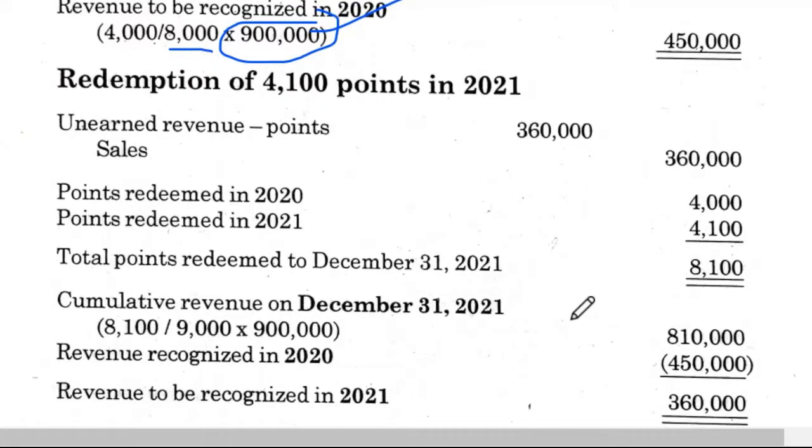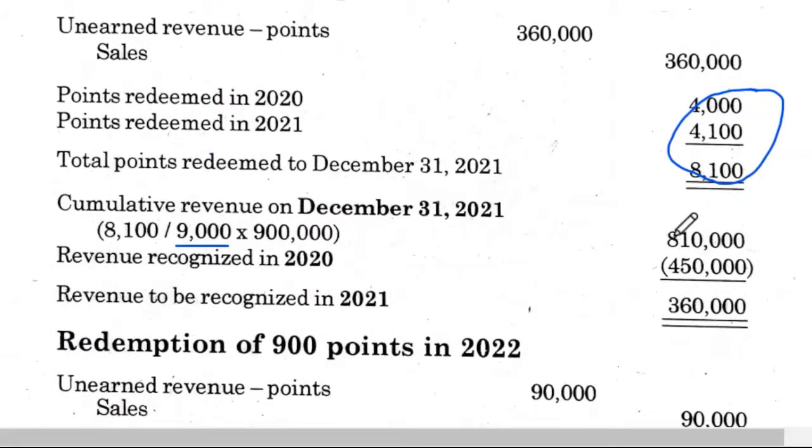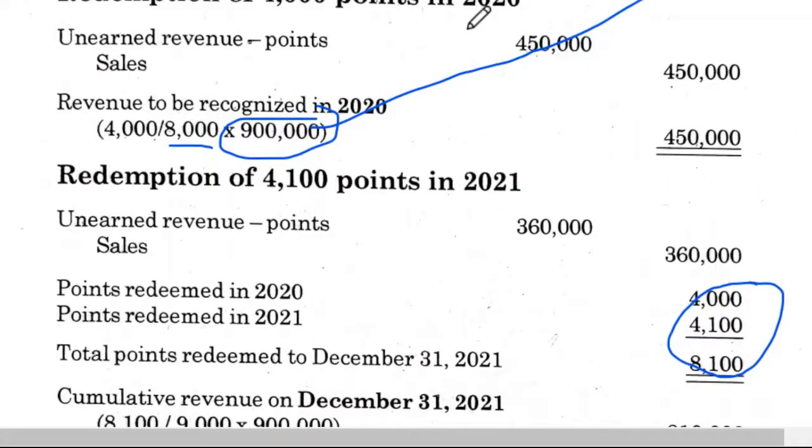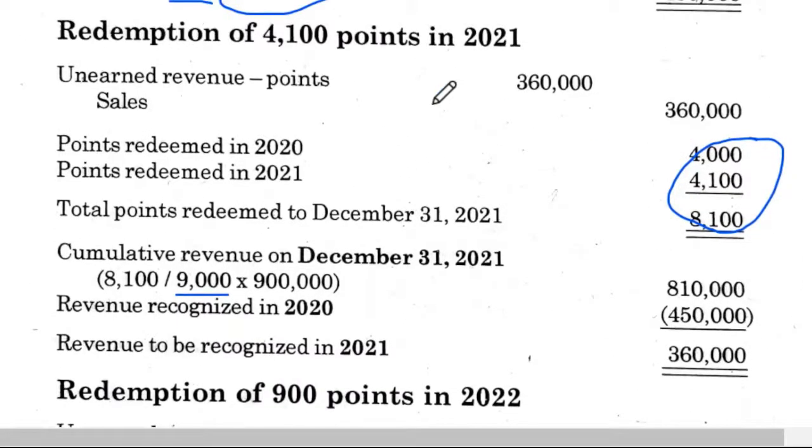Okay, so let's go first to the cumulative revenue on December 31, 2021. So this is 8,100, which is the total number of points redeemed as of December 31, 2021. So cumulative from 2020 to 2021 divided by the new estimate, which is 9,000. So 8,100 over 9,000 times 900,000 that we allocated for the points. So that's 810,000 all in all, but since we already recognized 450,000 in 2020, the remaining amount to be recognized to complete the 810,000 is 360,000. So debit unearned revenue points and credit sales.